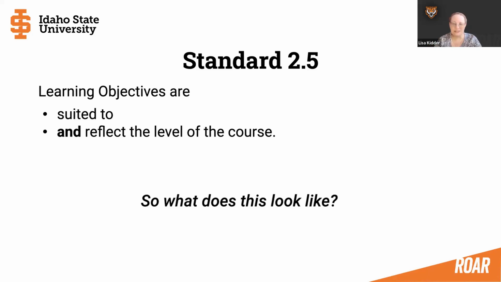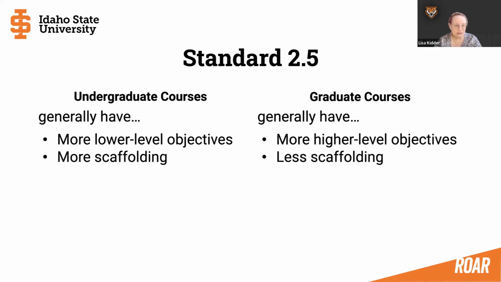So what does this really look like? So here's a couple of guidelines to help you look at your course and make an assessment if your course or your objectives in this case meet standard 2.5. Generally speaking, and again, this is generally speaking, your undergraduate courses generally tend to have more lower level objectives. Your graduate courses tend to have more higher level objectives. This makes sense in terms of their learning. This does not mean that your undergraduate courses cannot have higher or deeper level objectives.